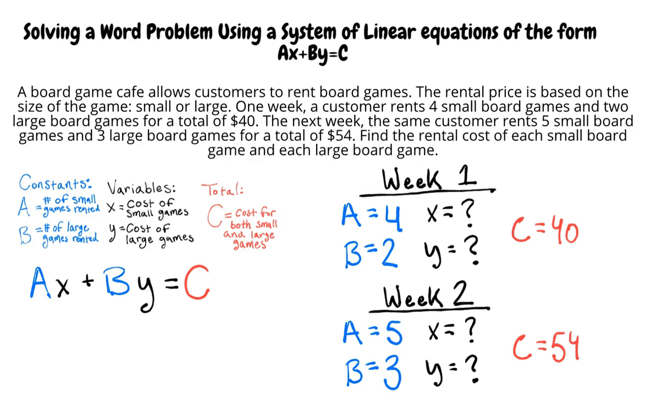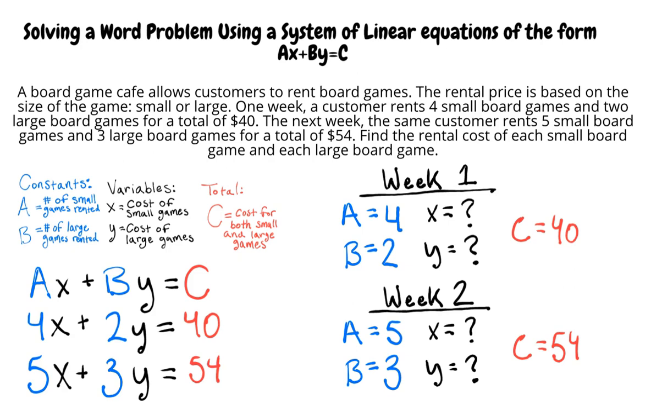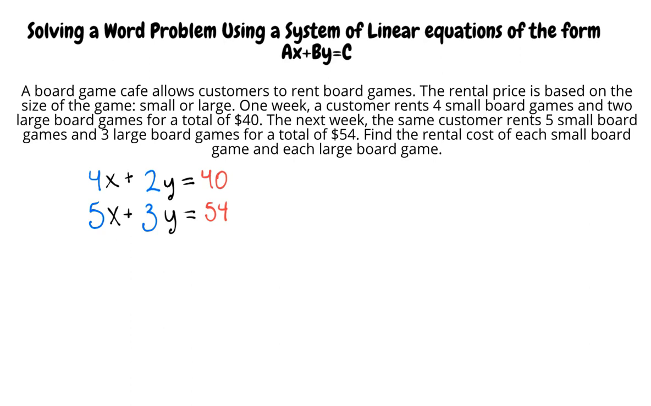For week 1, we can write 4x plus 2y equals 40. For week 2, we can write 5x plus 3y equals 54. Now that we have developed our two equations, we can use them to solve for the individual price of each type of board game. We will multiply equation 1 by 3 and equation 2 by -2.